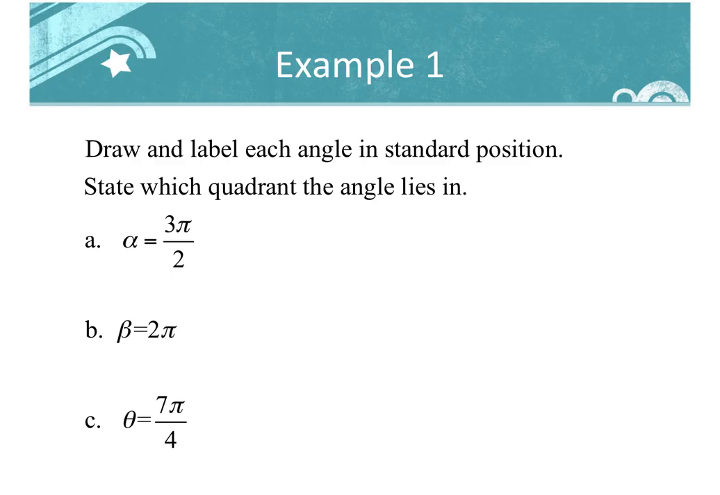So now we're going to talk about how we would draw these angles and then also state the quadrant which it lies in. So 2 of these are quadrant angles. These are ones we need to be good at and fast at. And then we're going to talk about the last one.